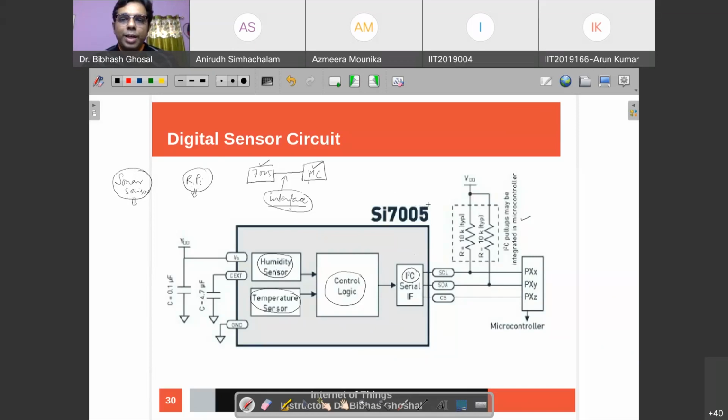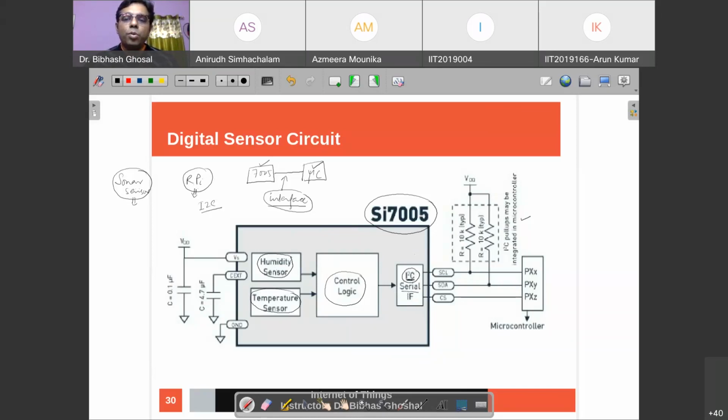Say for example, SI7005, this chip you take for recording the humidity and temperature. And you see that it has an I2C protocol for communication with the microcontroller. You should know what this particular protocol is, number one, and whether the microcontroller that you are going to use has I2C. Raspberry Pi actually supports the I2C protocol. We'll talk about that in just a moment. So it's fine. You can take this sensor circuit, you can take Raspberry Pi because Raspberry Pi supports I2C.